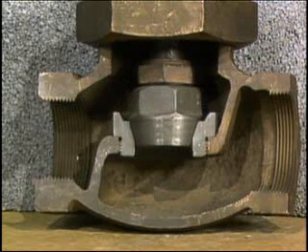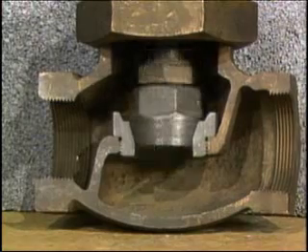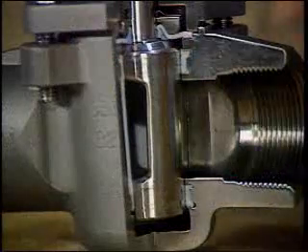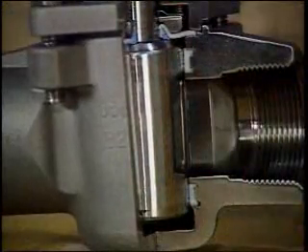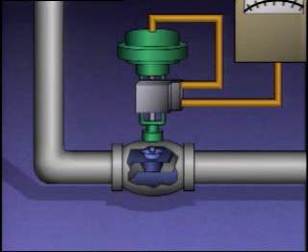Its operation can be either linear, as in this globe valve where the disc moves up and down to regulate flow, or it can be rotary, as in this plug valve where the disc rotates to open and close the valve. This is a typical control valve.